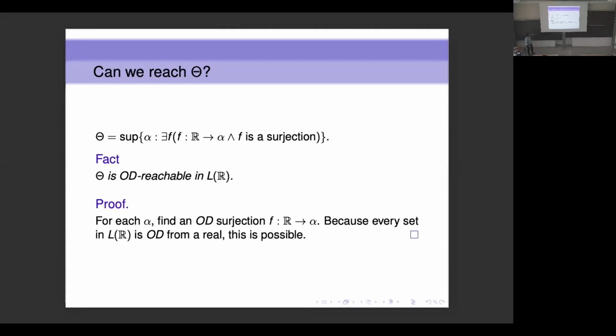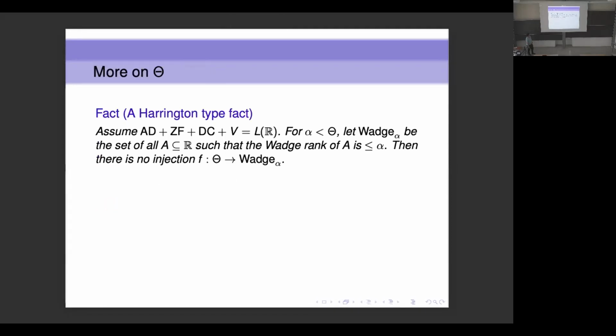Okay, so we have theta is OD reachable, but you can prove the Harrington counterpart. Remember, the Harrington type theorem would be: you have the whole class, and then you have a stratification of that. And then you prove that there is no way of injecting into the particular class. You can stratify other ways, it doesn't matter, but one stratification is the Wadge hierarchy. So you have AD plus ZF plus DC. By the way, DC is irrelevant because AD in L(R) implies DC. I just copy pasted, so it's always there.